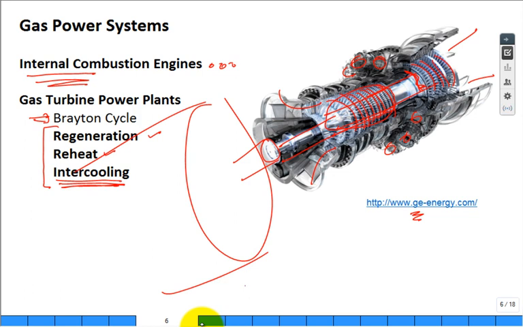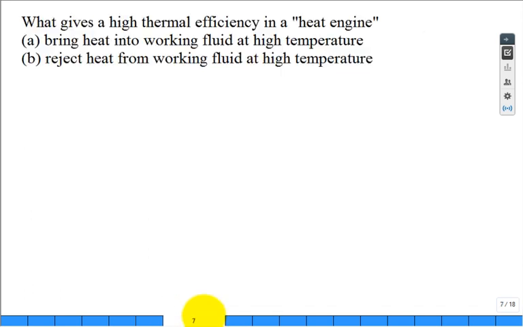Tanks, how many been in the Army? You have a tank. How is it powered? Gas turbine. In World War II, they didn't have gas turbines. They had diesel piston cylinder. But it's been a great improvement to have these. They're very low weight, high power.